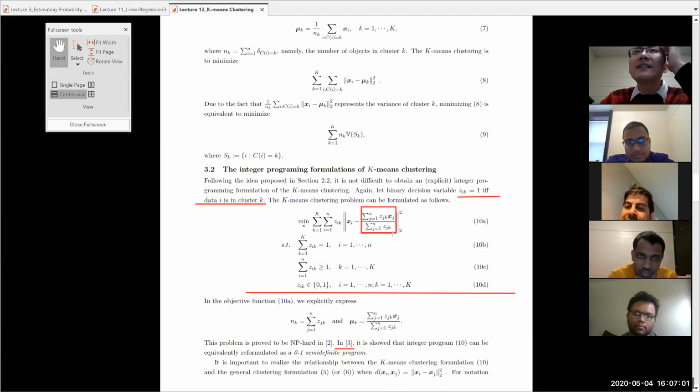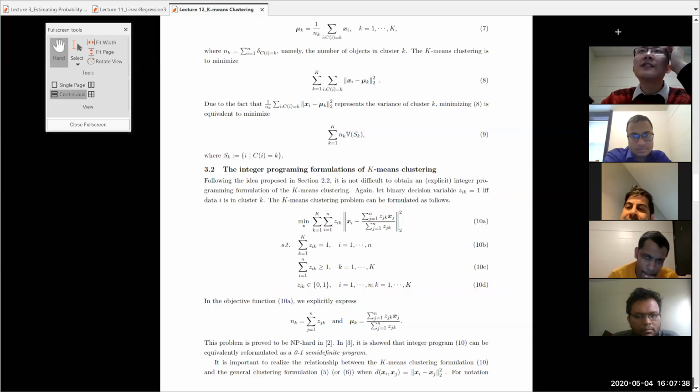Okay? And this Zik here means whether this data i is in cluster K. If it is in cluster K, I'm going to count it. If it's not in cluster K, I'm not going to count it. So that is the meaning of for each data versus the cluster. And these constraints are exactly the same. Here each data must be assigned to one cluster. Here each cluster must be non-empty. Okay, so this is the integer program formulation.